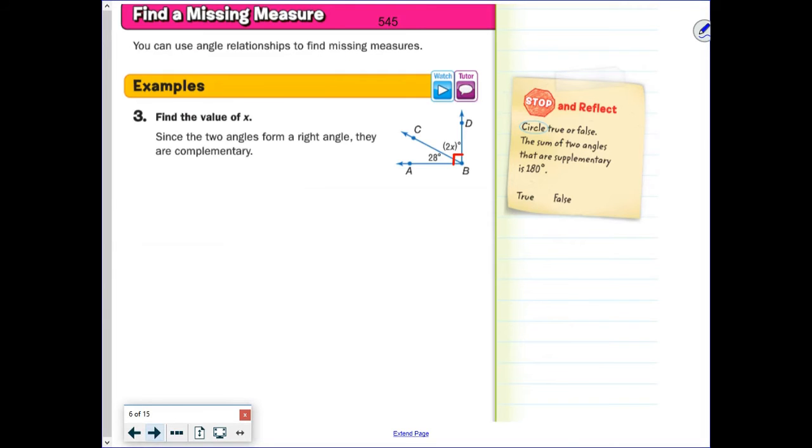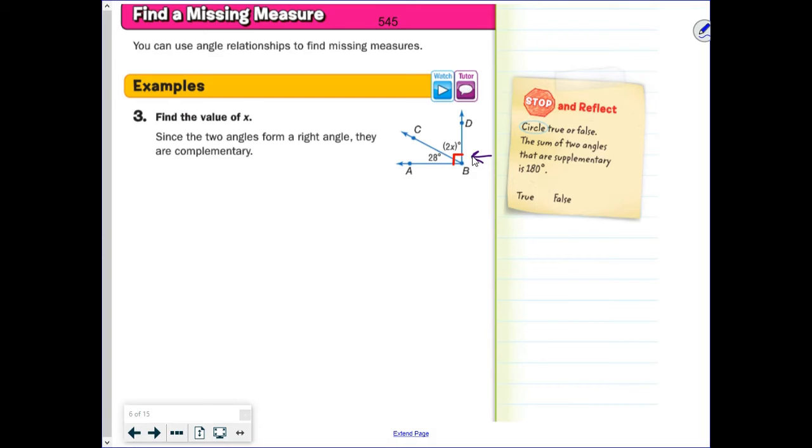Let's go ahead and use this information to find the measures of missing variables and missing angles. Here in example 3, it says, find the value of x. Well, since the two angles here at the right form a 90-degree angle as marked by this red box, we know that they are complementary. That means the measure of one angle plus the measure of the other angle has to add up to 90 degrees. We can use that to form an equation.